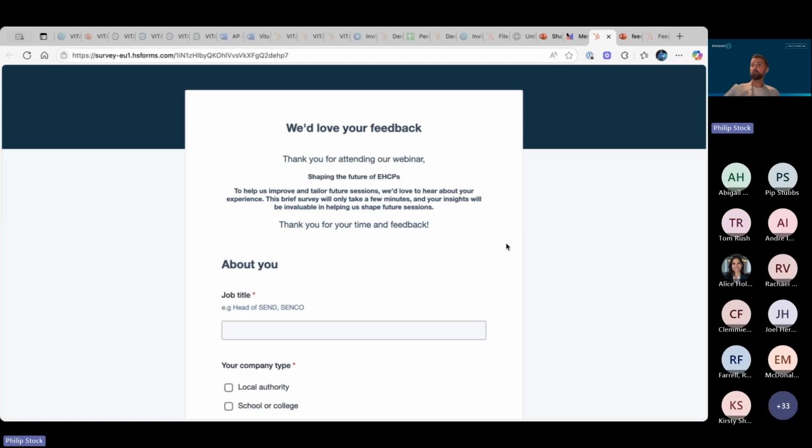Has there been comparison testing between AI EHCPs and human written EHCPs? Yes, Sophie, there absolutely has. This has been close to 18 months in the making. We've been piloting with LAs. So what LAs have done, in connection with their parent carer forums, is that they have got plans that are out in the community.